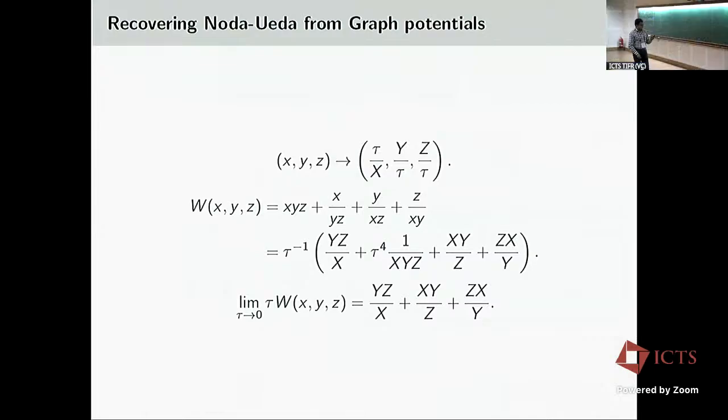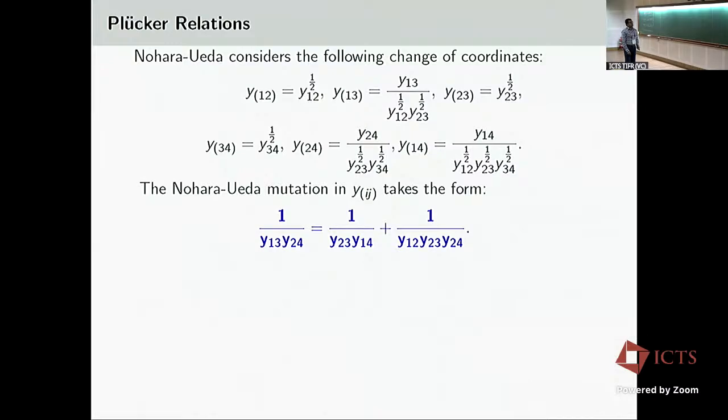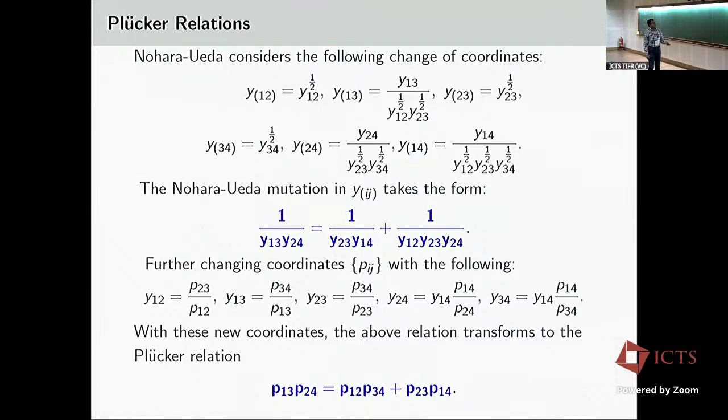Then Nohara Ueda introduces another change of coordinates. Sorry, this looks a bit complicated. These halves can be explained as follows: the lattice where this polygon lives is not the full lattice, it's some lattice with some index. I think this square root gives you a natural basis of that lattice inside the trivial Z model. Then if you look at the Nohara Ueda mutation in this new coordinate, it looks like this. And if you do a further change of coordinates, you get the Plucker relations back.